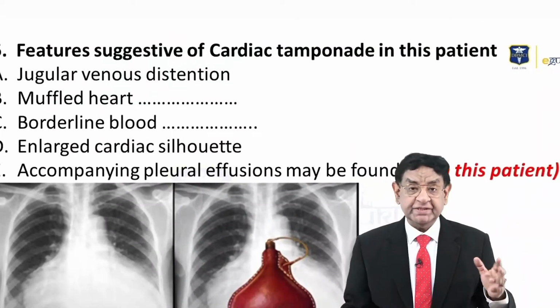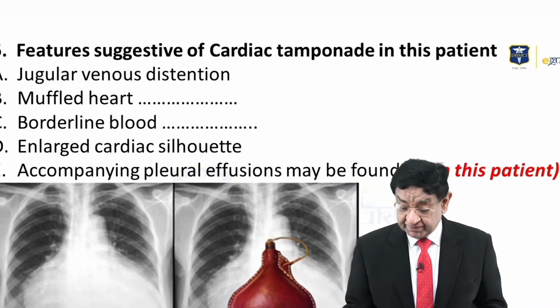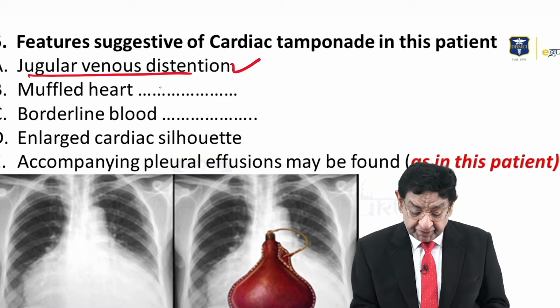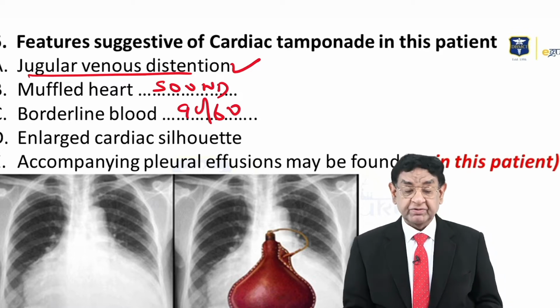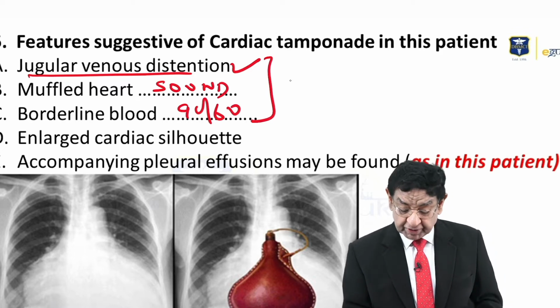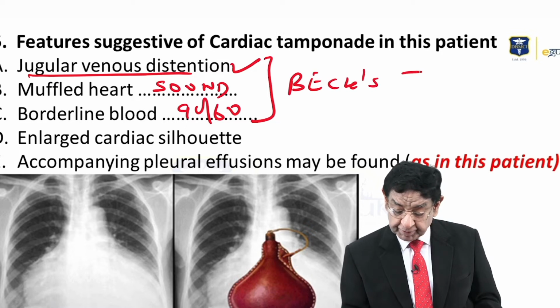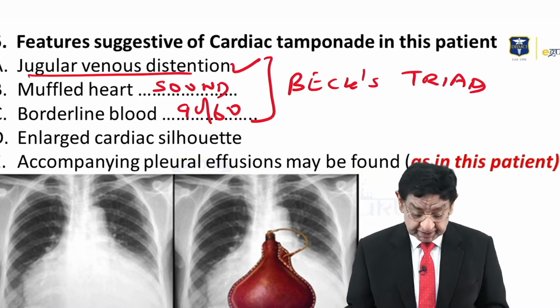Now, what are the features which are really suggestive in this patient? The patient has pericardial effusion. JVP is distended, muffled heart sounds, borderline BP, just 90 by 60. Okay, in fact, these three are also known as Beck's triad of pericardial effusion or cardiac tamponade.